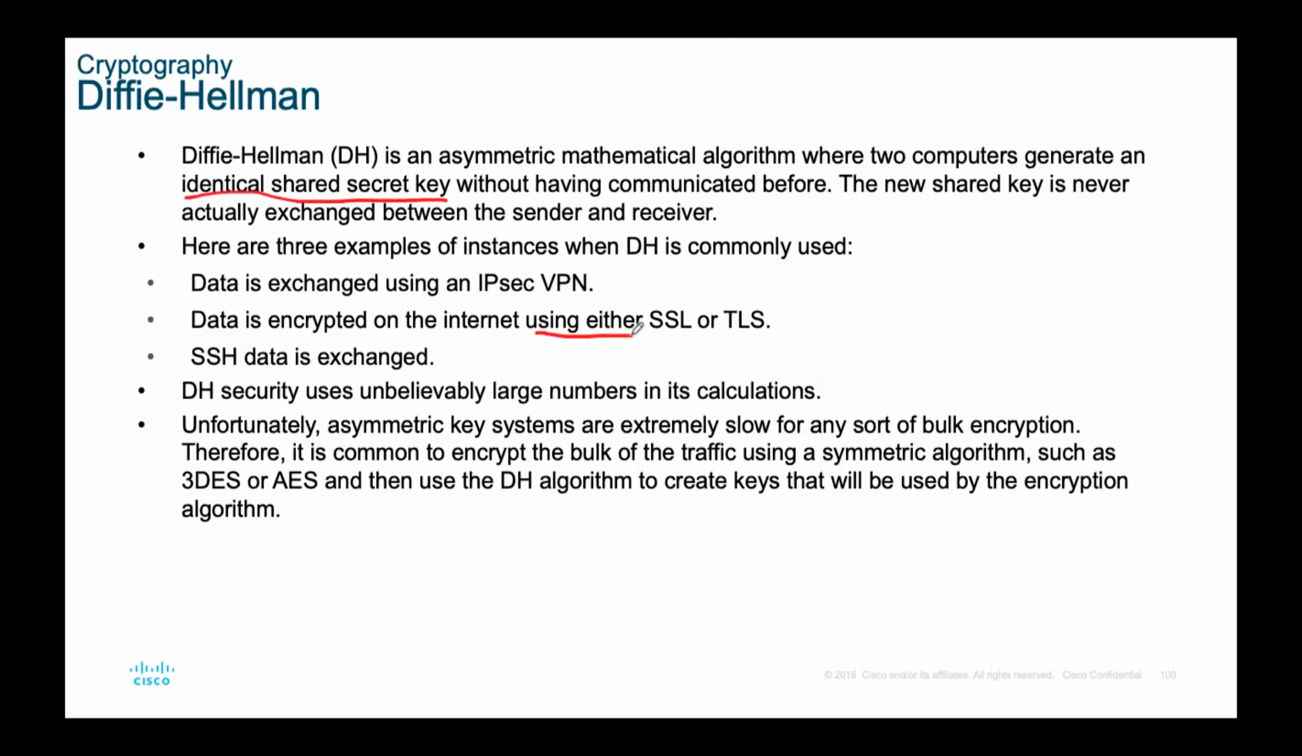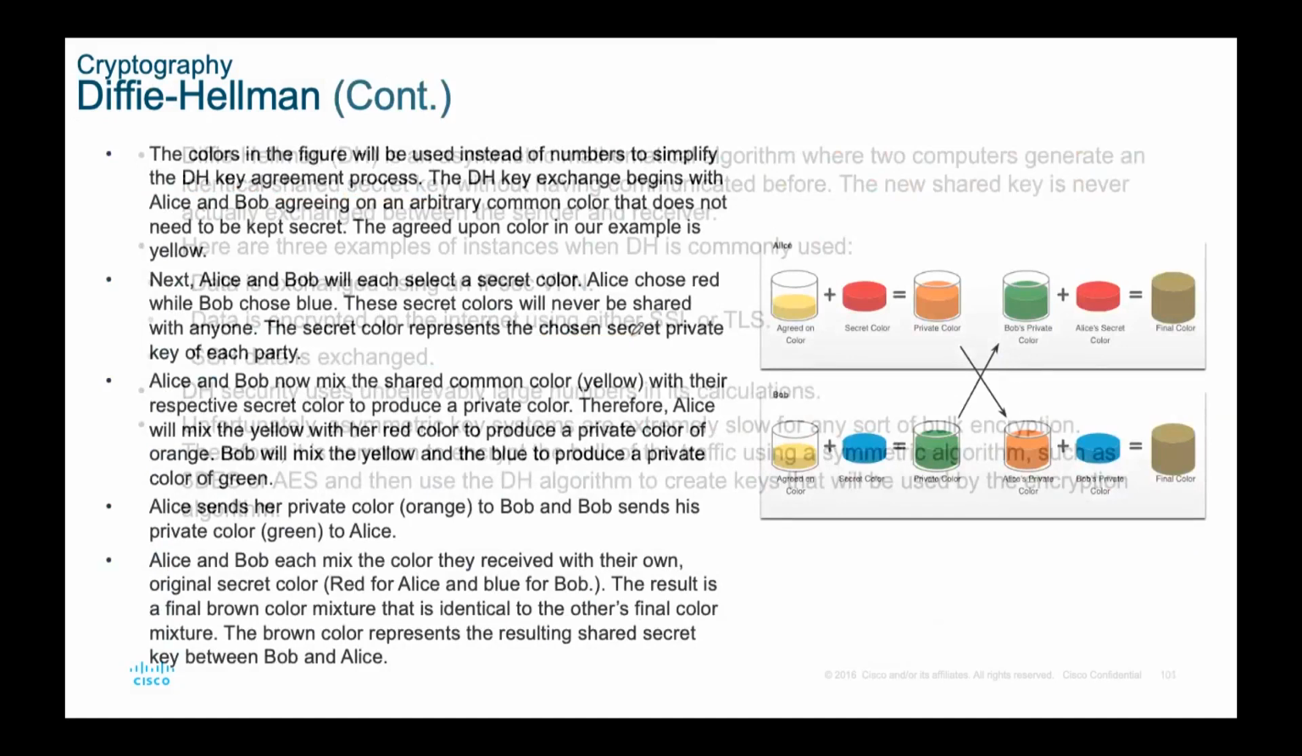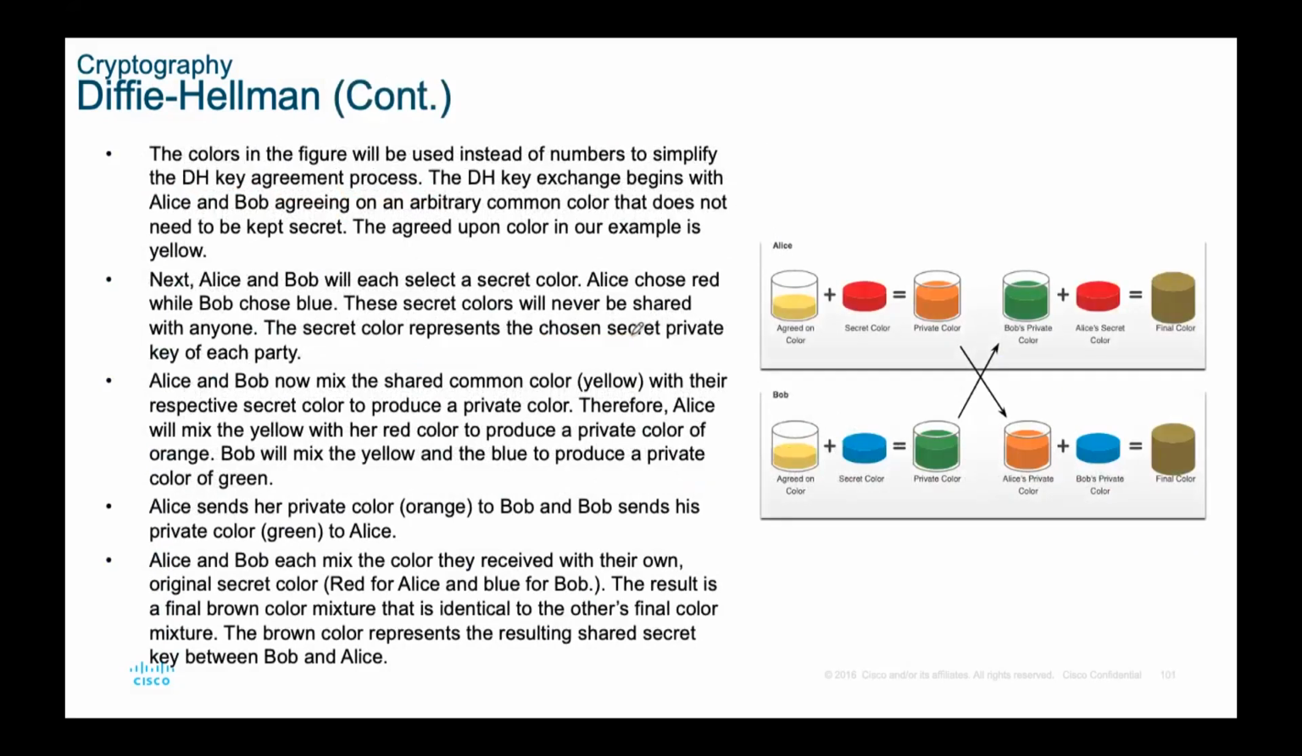Unfortunately, asymmetric key systems are extremely slow for any sort of bulk encryption. Therefore, it is common to encrypt the bulk of the traffic using a symmetric algorithm such as 3DES or AES, and then use the hash algorithm to create keys that will be used for the encryption algorithm. Colors in the figure will be used instead of numbers to simplify the DH key agreement process. The DH key exchange begins with Alice and Bob agreeing on an arbitrary common color that does not need to be kept secret.